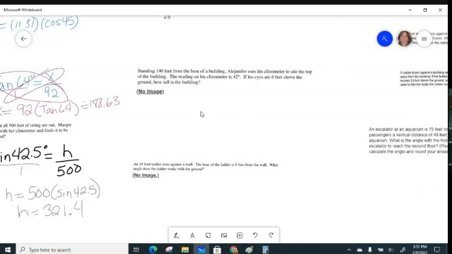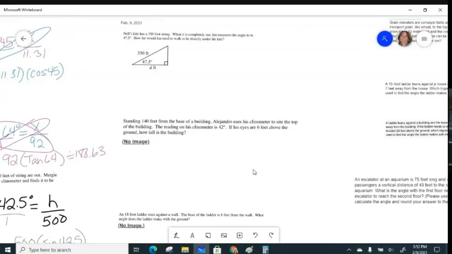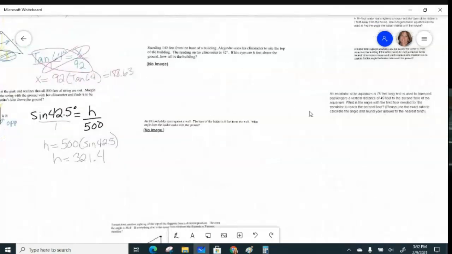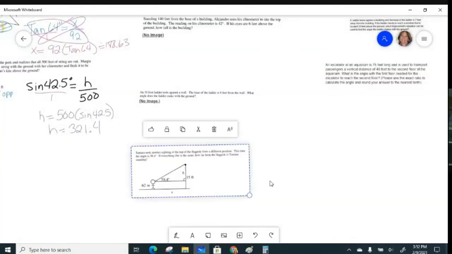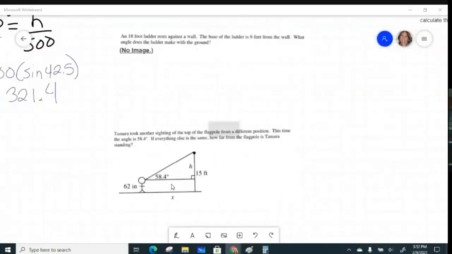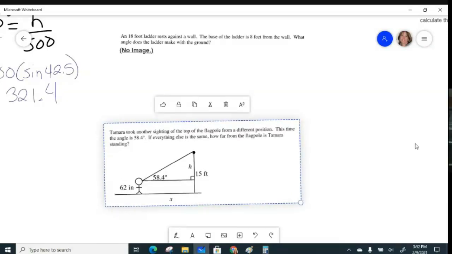Let's see, there was one particular one that I know was giving my kids a fit today. And that's this one. All right, so this is, I think, number 4.